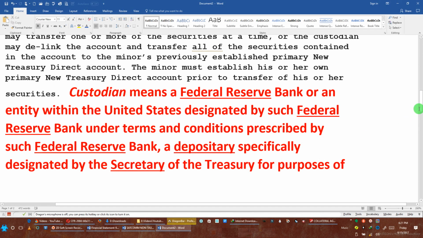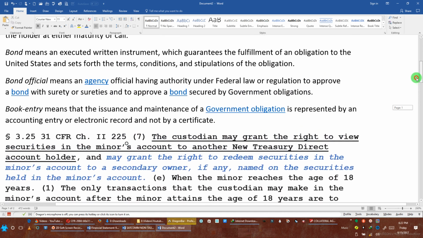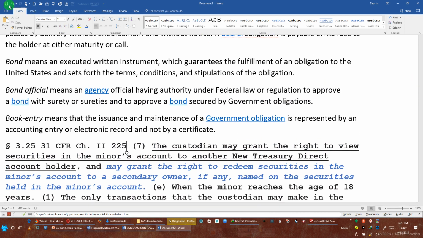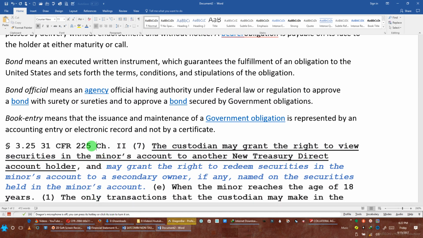225, not 3225. Let's do that. Let's get that code back up here. 225. Okay, this is the code: 31 CFR 225.2 under definitions. And it tells you exactly who the custodian is.